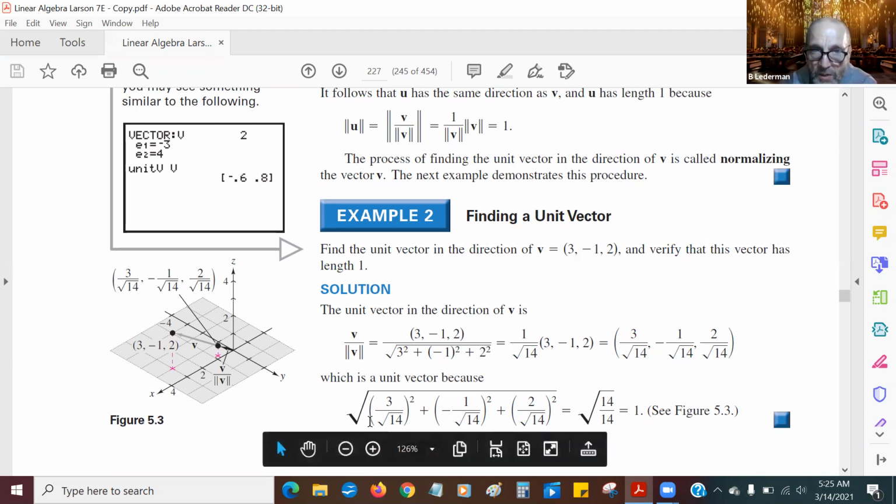Now here the book just checks it. If you square each component, you wind up getting 14 over 14, which is 1, so it is indeed a unit vector. We're just checking that it is indeed a unit vector.